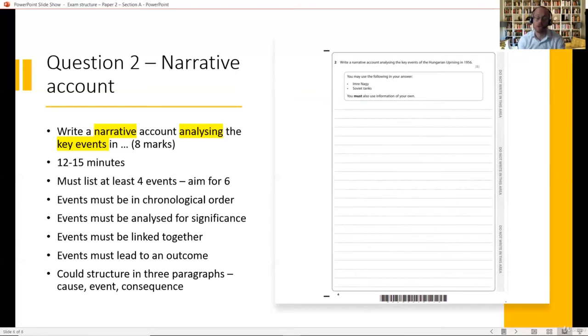Okay, it's the kind of question I find if you practice this question, it becomes very, very easy and straightforward to do, because you don't have to be comparing different factors. You literally just have to give a historical account with some analysis thrown in.